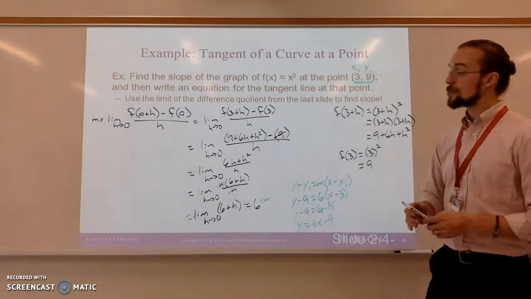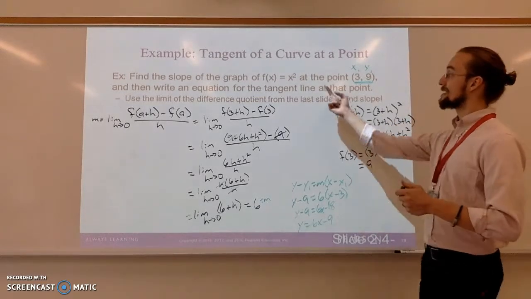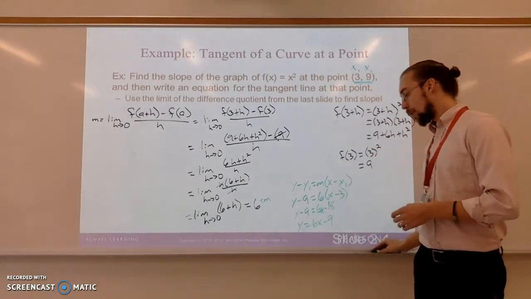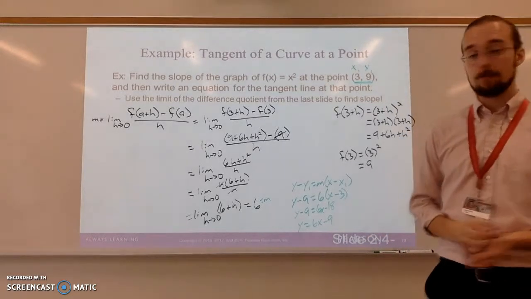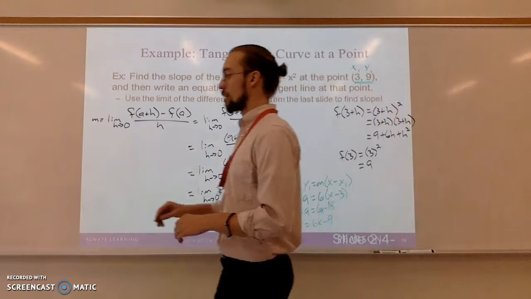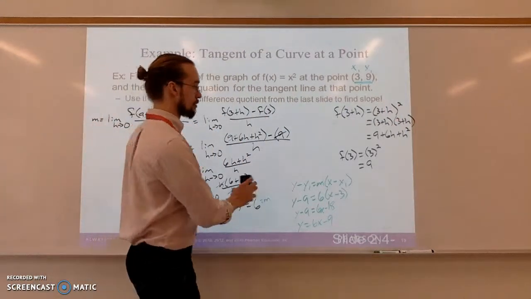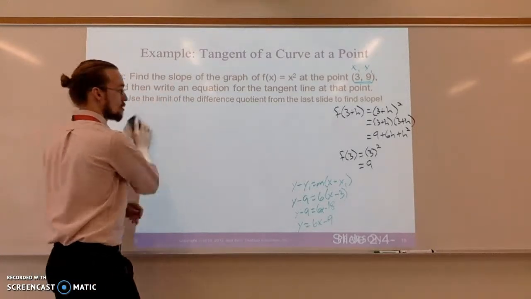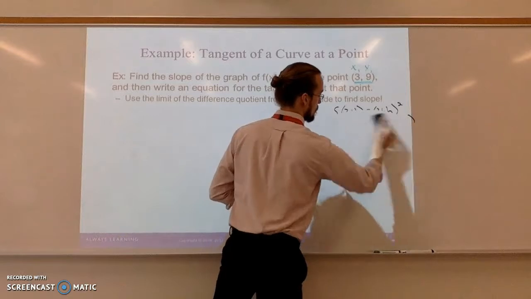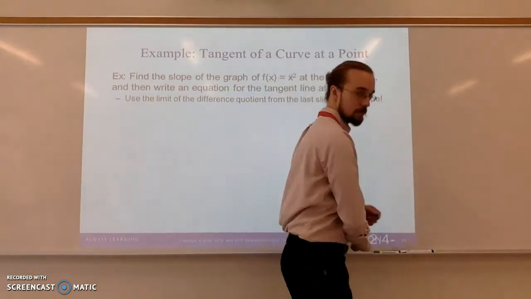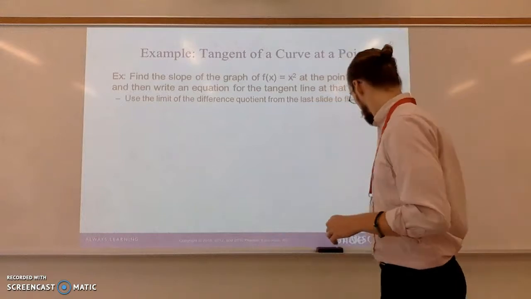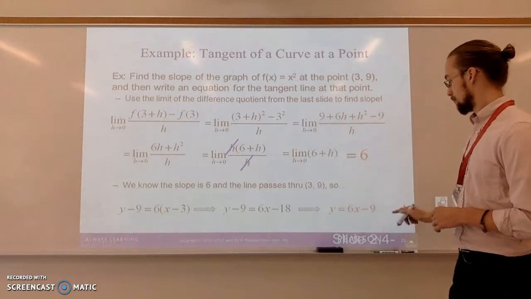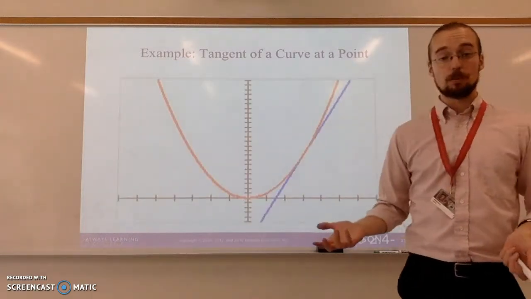Okay, so what we just found is that the line tangent to the curve x squared at the point 3, 9 is y equals 6x minus 9. Okay? Now, visually, let's take a look at what that means visually here. So let's get rid of all this. Visually, this is what we just found.